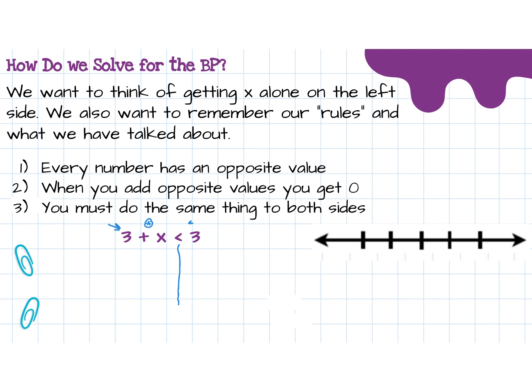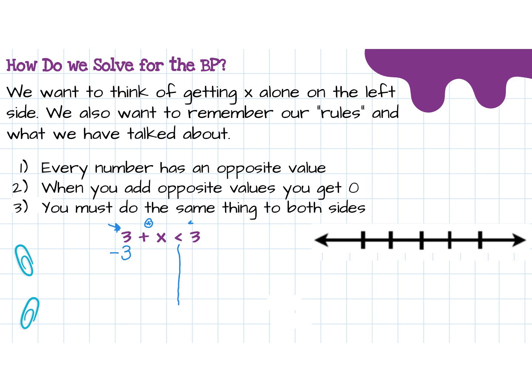With x is 3. And rule number 1 says every number has an opposite value. When you add opposite values, you get 0. Well, we want to get that 3 away from the x because x is a big deal, right? It wants to be by itself. So what is the opposite of 3? Well, the opposite of 3 is negative 3. So we are going to add a negative 3 on this side.